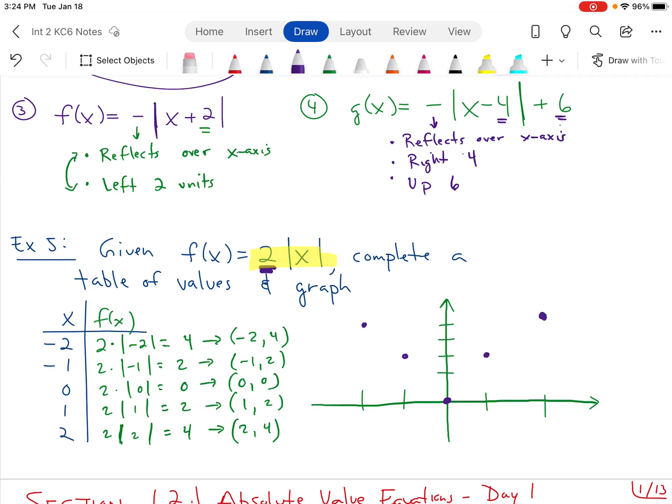Okay, so if you compare this to our parent function, you will see that this graph is wider because of this 2. Okay, which is what you want to see. And that's it.